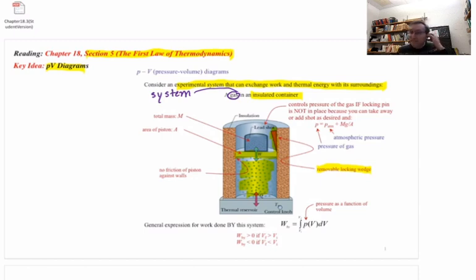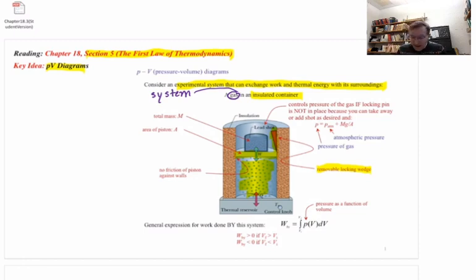That is to say that as long as that locking pin's out of the way, then here's what's happening on that piston. There's a downward force from the weight of all those little lead shot and the weight of the piston itself on the gas. And then there's an upward force from the pressure of the gas. Remember, pressure is force divided by area.